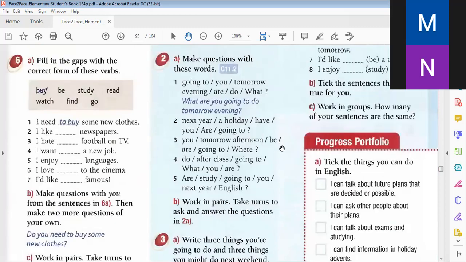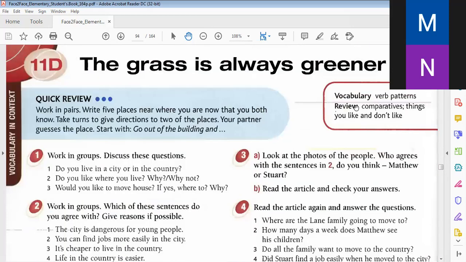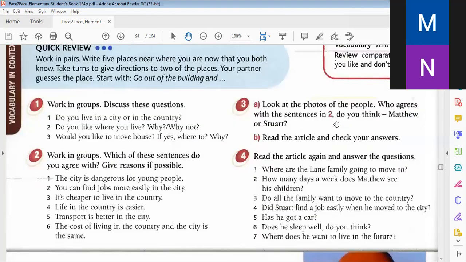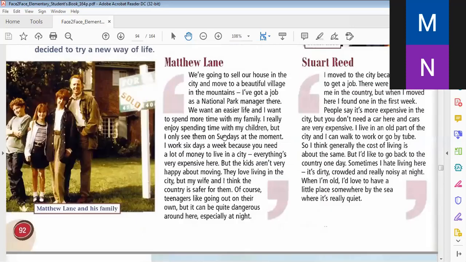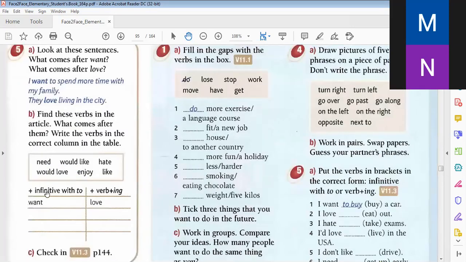No, the comparatives are in the questions themselves. Comparatives come in the review. Things you like, things you don't like. Okay, so the lesson will mostly be reading, and we'll talk a little bit about verb patterns.